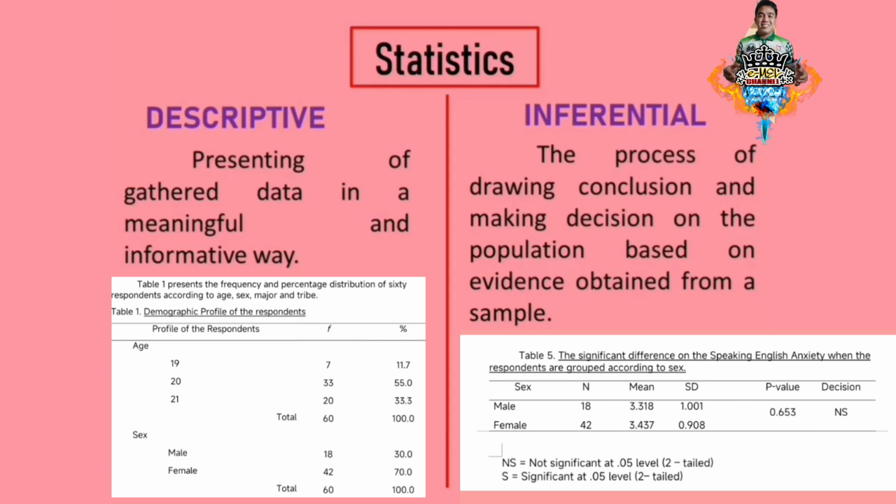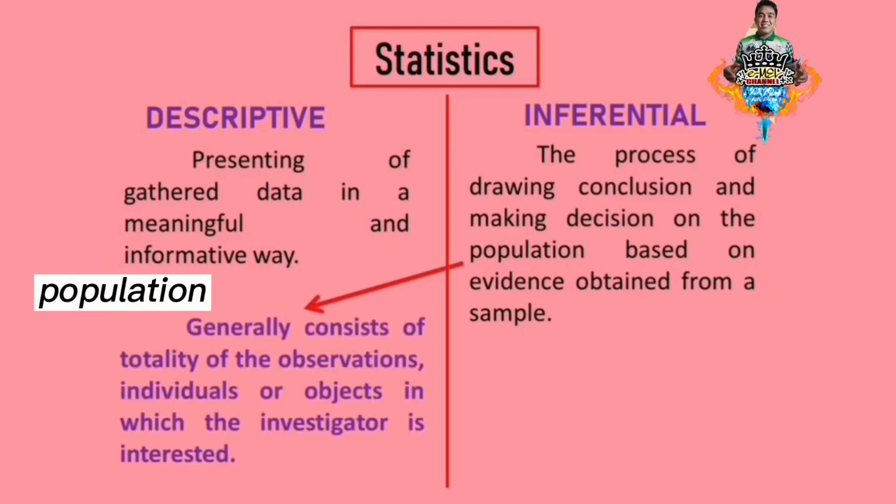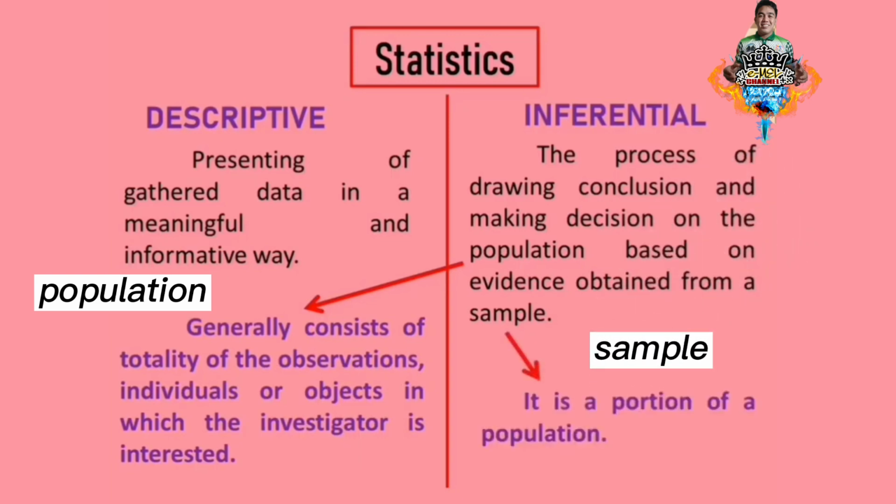So here we have two new terms. We have population and sample. When we say population, it generally consists of the totality of the observations, individuals, or objects in which the investigator is interested, while the sample is a portion of the population.